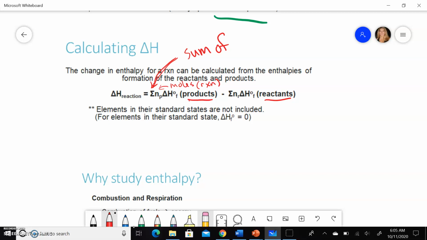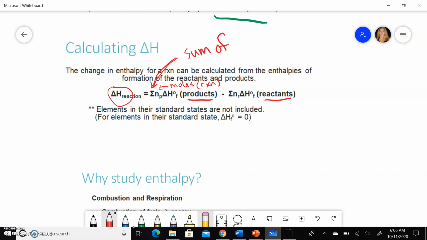So really, this is the same thing we did yesterday. So you're going to add up all the products, the delta H's of the products, multiply each one by the moles in the reaction, and add them all up together. Do the same thing for the reactants. So multiply each one by the moles in the reaction, add them all up together, and then don't forget to do products minus reactants, and that will give you the delta H of the overall reaction.